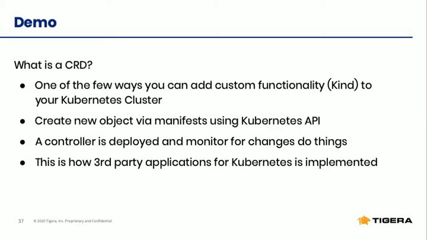So what is a CRD, right? It's one of the ways you can add custom functionality to your Kubernetes cluster. This is what you see when you see a manifest with the word kind, like kind GlobalNetworkPolicy or kind Pod or Deployment. You can create these manifests and send them to the Kubernetes API. And then on the backend, you'll have a controller that's running and monitoring the specific object that you're creating. Once it sees that you have submitted a new manifest, it will do whatever it needs to do to spin up a new pod or deployment and so on. So this is how all these third-party applications are implemented, right?